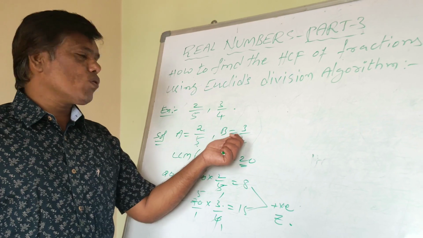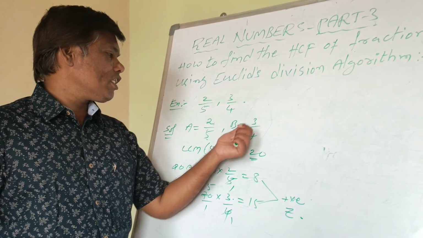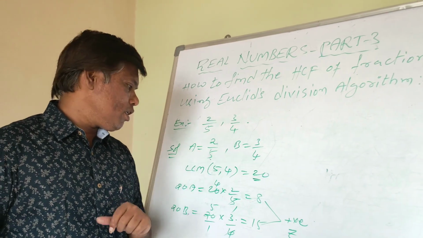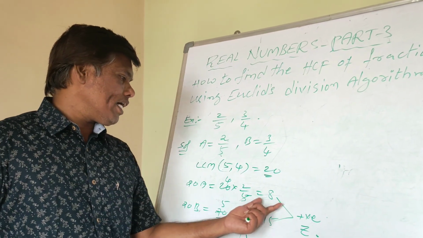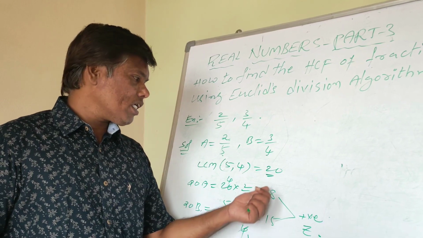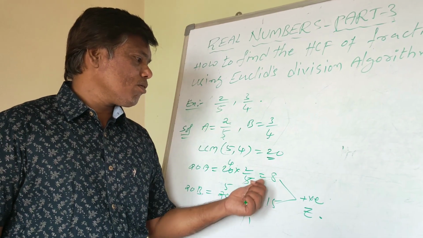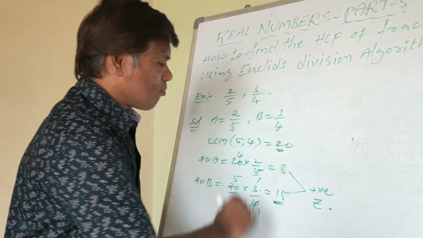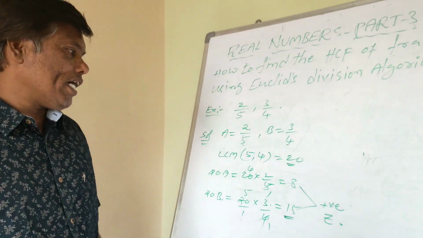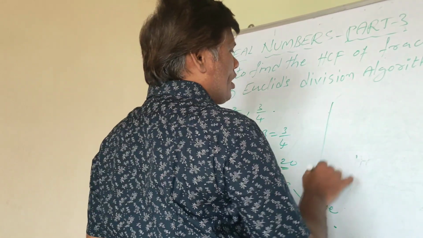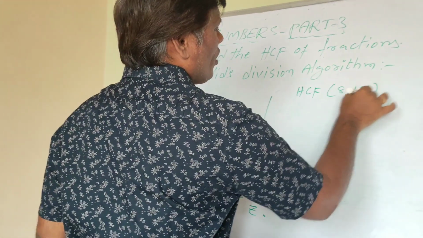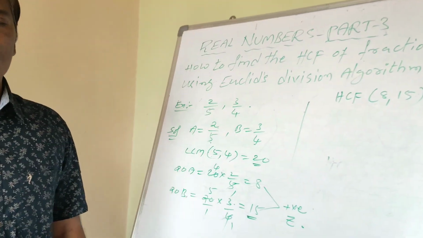Directly we cannot apply Euclid's division algorithm to 2 by 5 and 3 by 4, that is, to A and B. But here 20A is equal to 8 and 20B is equal to 15. We can apply Euclid's division algorithm to 8 and 15. So let us apply Euclid's division lemma to 8 and 15 and find the HCF of 8 comma 15.